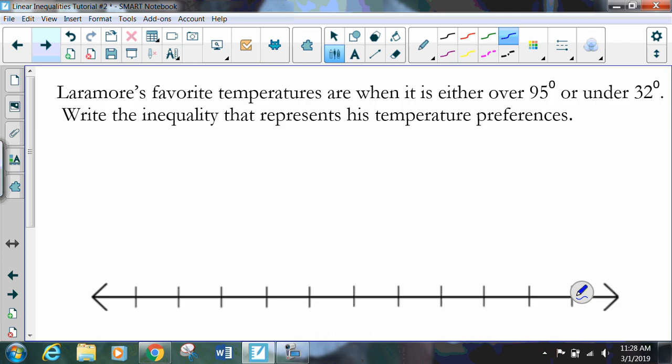All right, Laramore's favorite temperatures are when it's either over 95 degrees or under 32 degrees. I think Laramore is also a robot. Okay, there's something not quite human about this.